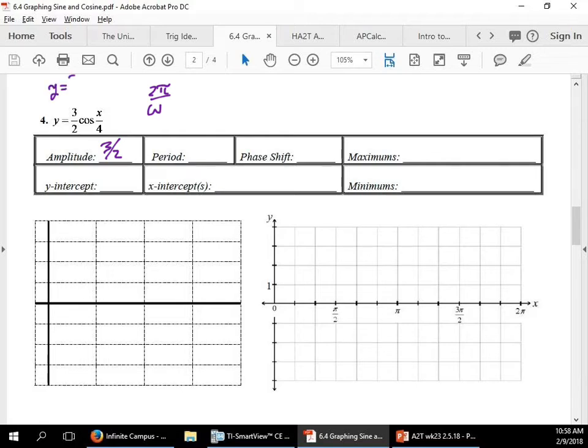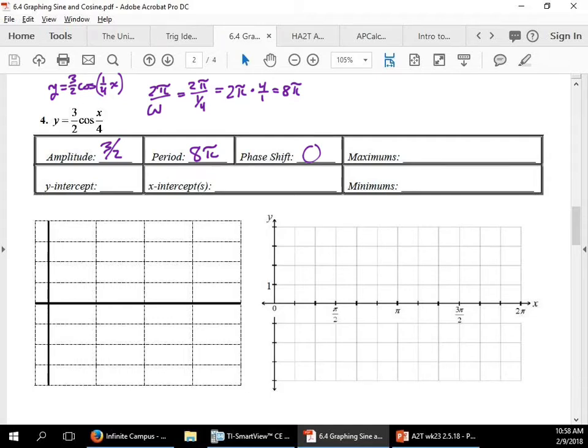Now, some people don't see that very quickly. To help them see it, I normally take the x out of the fraction so they can see that the 1/4 is multiplying the x. So what happens if I divide by 1/4? You multiply by the reciprocal. 8 pi. 4 over 1, which equals 8 pi.